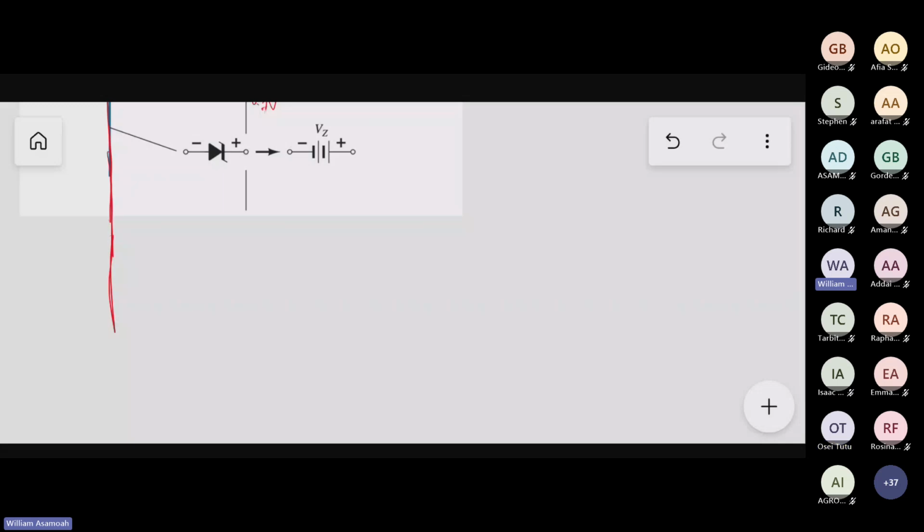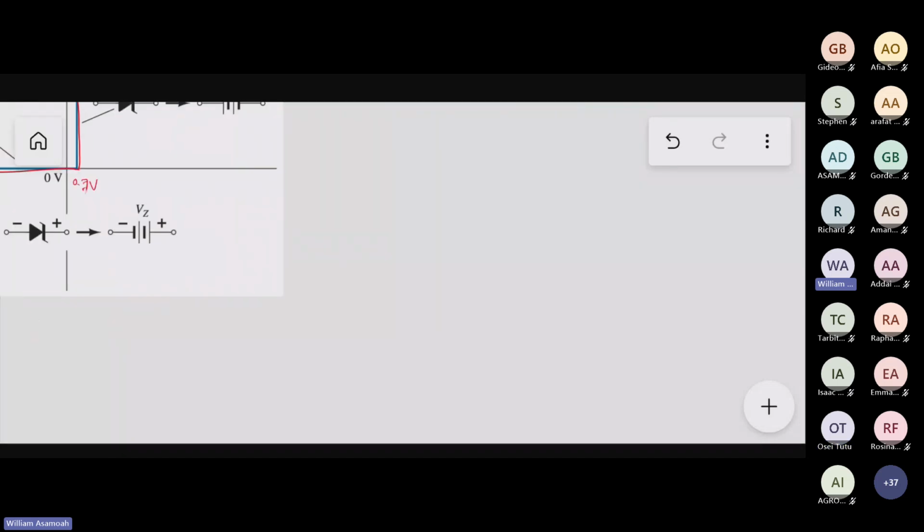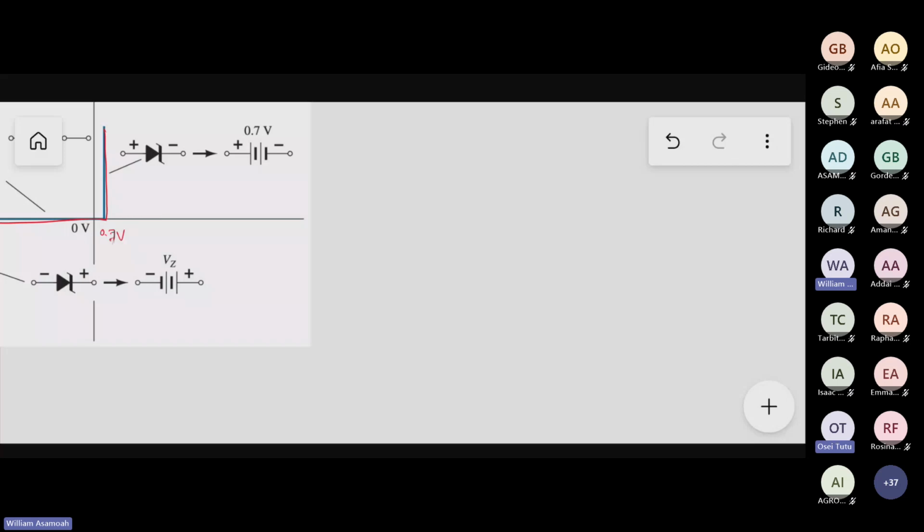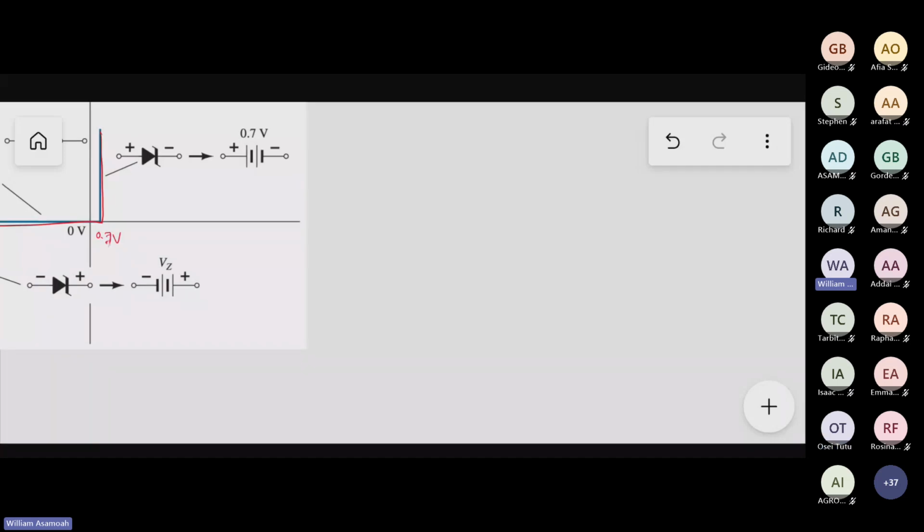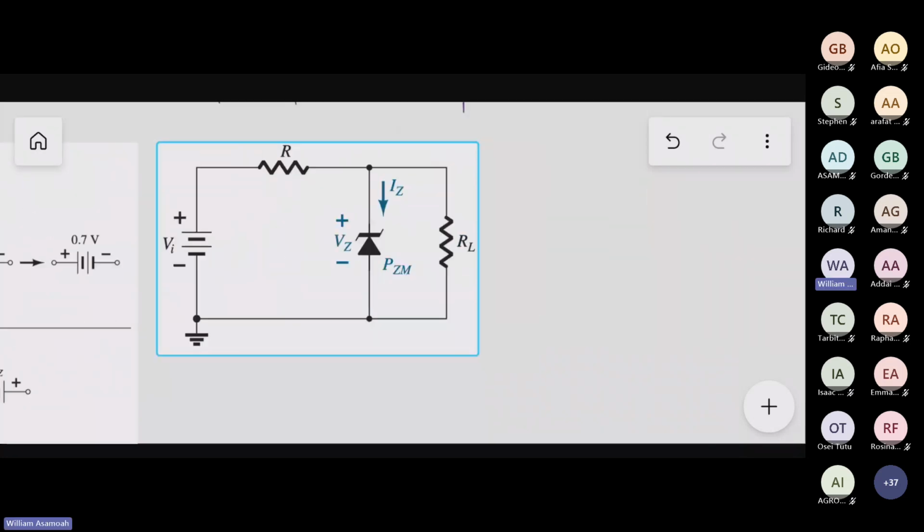So take note of this. It's very, very important. Let me give you the circuit here. That means that if I connect any device across a Zener diode, then, okay, great. So here you have the diagram like this.